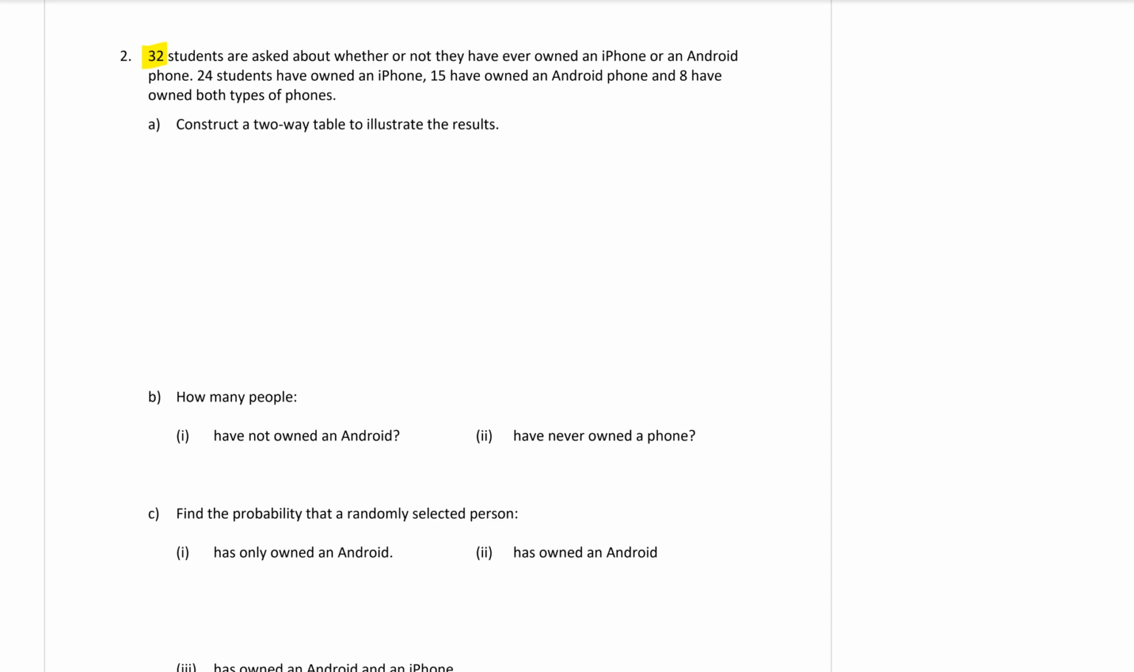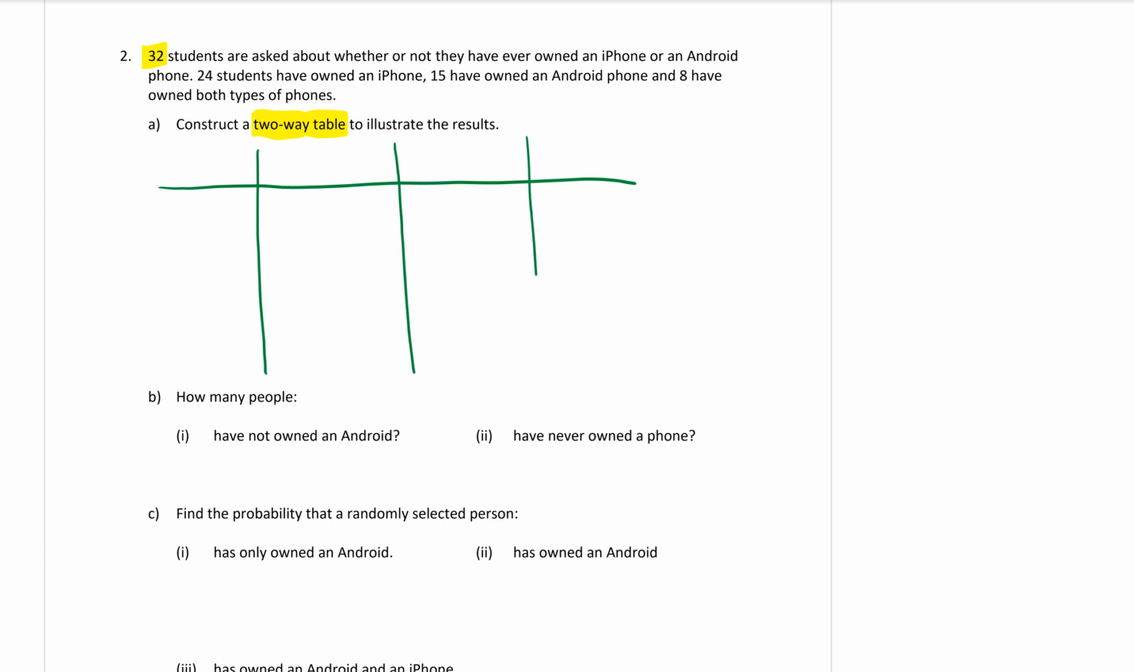Construct a two-way table to illustrate the results. So this time we want a two-way table. So we need to draw a vertical line down here, horizontal line, one across the top. So we want to know the two different things that we're comparing, and that is we want people with iPhones, so you either have an iPhone or no, you don't have an iPhone, so no iPhone.